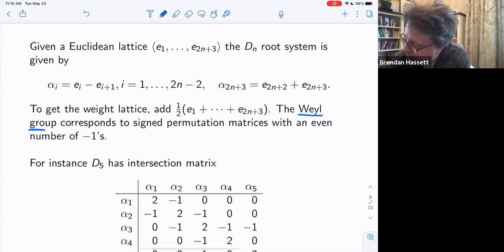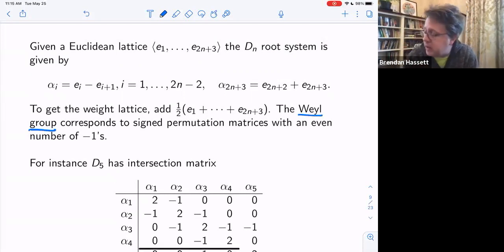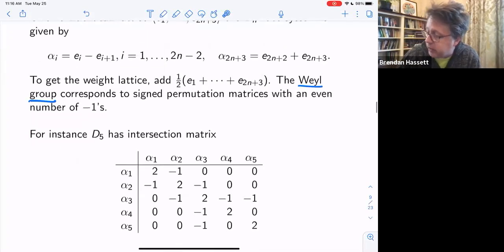The Weyl group can be realized as sign permutation matrices with an even number of -1s. They're permutation matrices with respect to this Euclidean basis that I've specified here. I'm using this notation to make it easy for you to understand what the possible symmetries are of the lattices, and these symmetries will reflect possible symmetries of the underlying manifolds. Here I wrote down, just for my sanity, the D5 intersection matrix. I hopefully did it correctly.